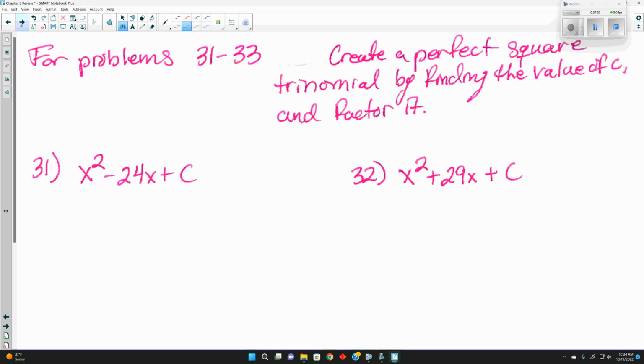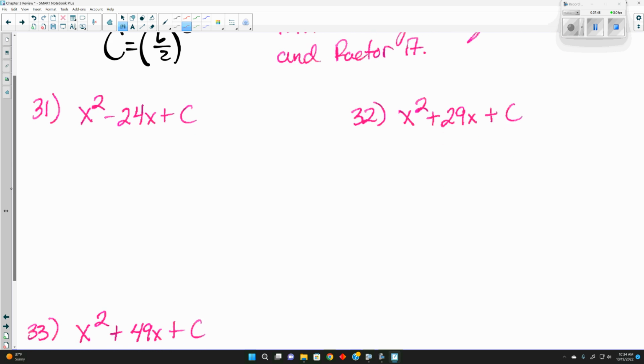Okay. Create a perfect square trinomial by finding the value of c and factoring it. Well, c is what? B over 2 squared, yes? I'm just going to do number 31.